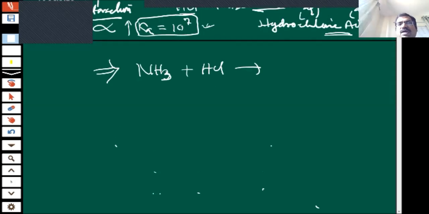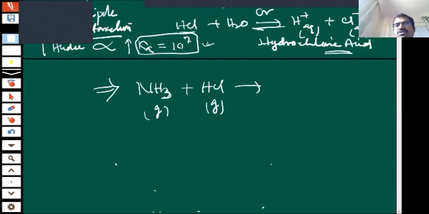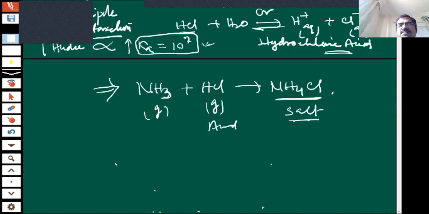Anyhow, one important reaction, children, we have learned so many times. NH3 is a Lewis base, and if it reacts with HCl, okay. So Saptaparna, you have shown that it is a gas, and this is also a gas. So this reaction is gas and gas. We have studied this in rate of diffusion also. It will give you white fumes of ammonium chloride. Okay, children, this is one reaction. This is a salt. So acid plus base.